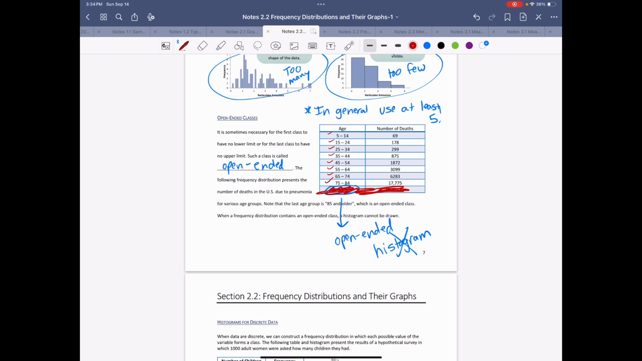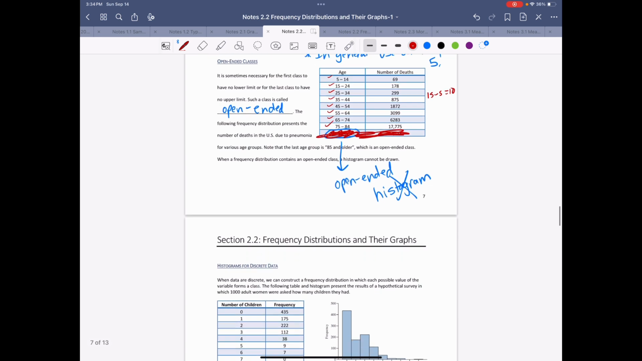And the class width would be, you subtract your lower class limits. It would be 15 minus 5 is 10, or 25 minus 15 is 10, 35 minus 25 is 10, etc. That's how you would do the widths.